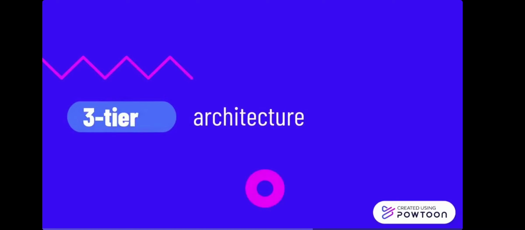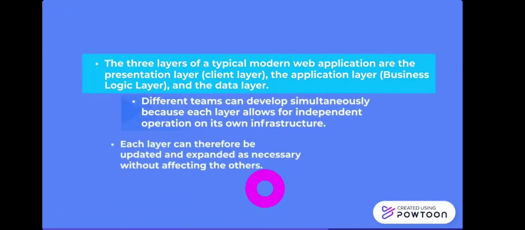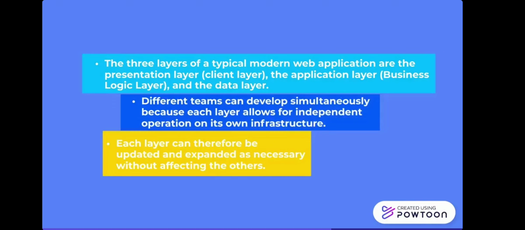Now I will explain about the typical modern web application. Typical web application is three-tier architecture that contains three layers, which are presentation layer, application layer, and data layer. Different teams can develop simultaneously because each layer allows for independent operation on its infrastructure. Next, each layer can be updated and expanded without affecting the others.